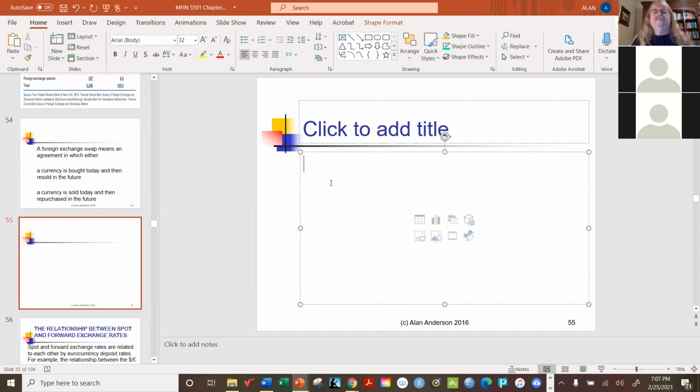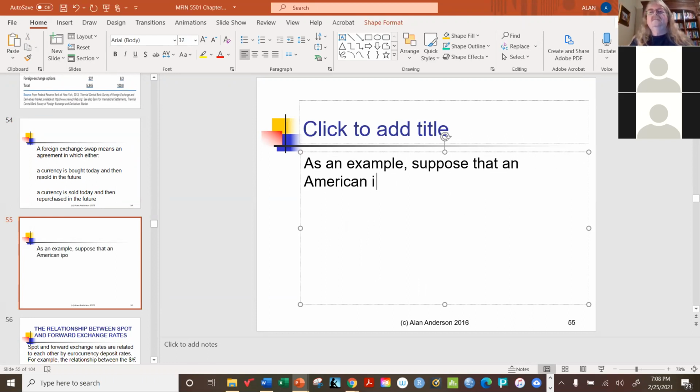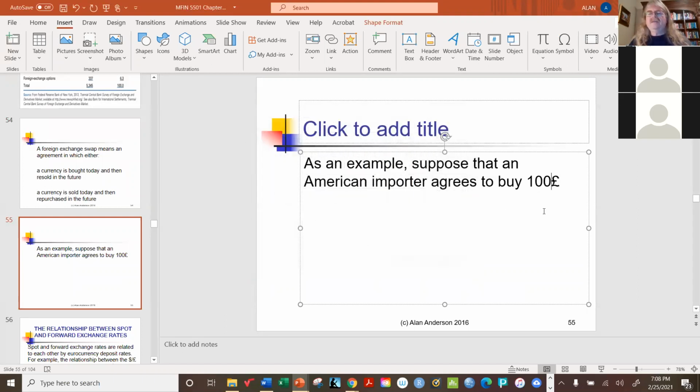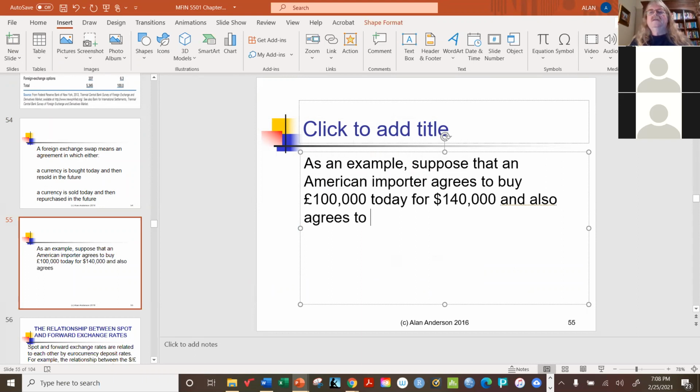Suppose, for example, that an American importer agrees to buy 100,000 British pounds today for, let's say, $140,000, and also agrees to sell them back in, let's say, 60 days for, let's say, $135,000.